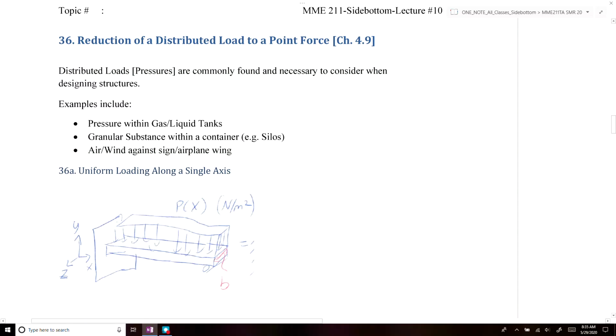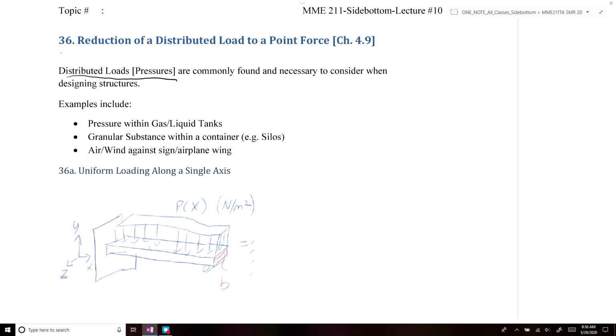We're going to cover distributed loads in this lecture. So what a distributed load is, it's a pressure that's applied evenly, or distributed, across a section. These are very common in a lot of engineering structures or engineering machines.